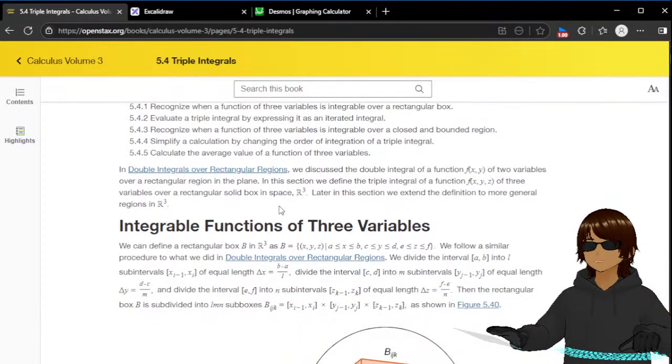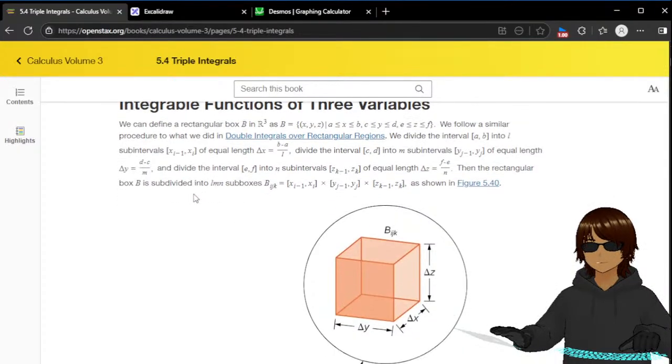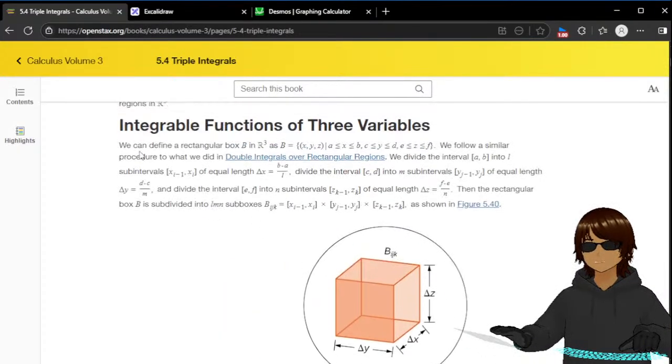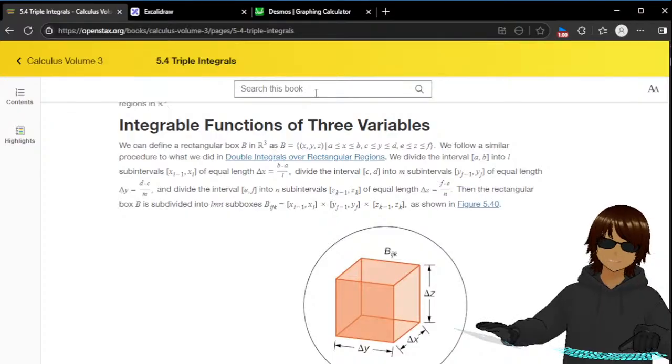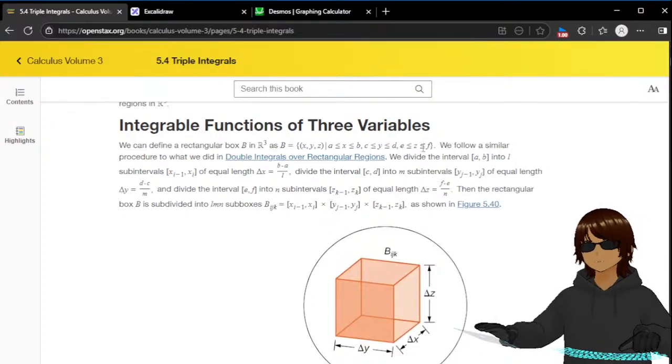In double integrals over rectangular regions, we discussed the double integral of a function f of x, y of two variables over a rectangular region in the plane. And now they're using triple integrals. You can define a rectangular box B in R3 as B equals the set of x, y, z where x is between a and b, y is between c and d, and z is between e and f. Follow a similar procedure to what we did in double integrals over rectangular regions. We divide the interval a, b into l subintervals of equal length. Same with y, same with z.